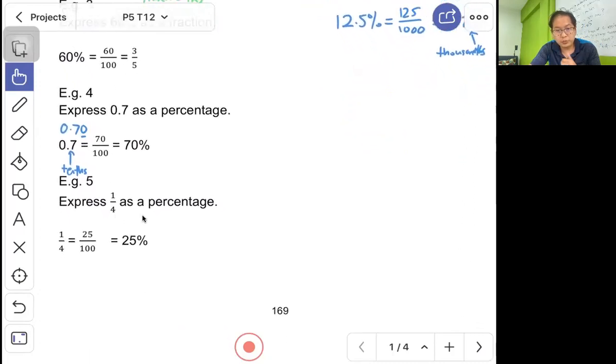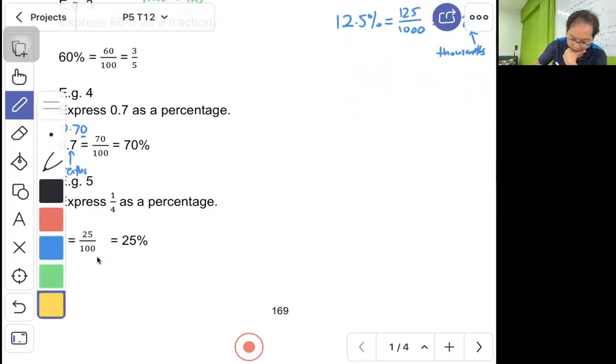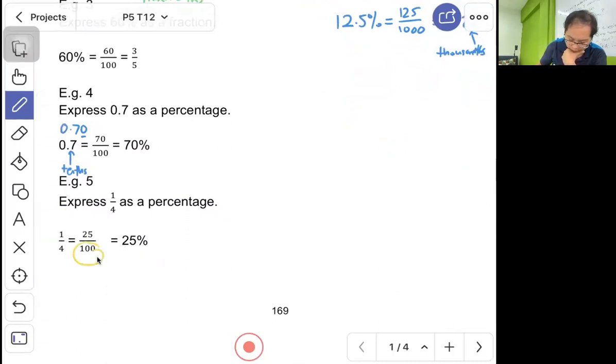How about changing fraction to percentage? First, make your denominator into 10, 100, 1000. So in this case, I'm making it into 100. Times 25, I get 25 out of 100. So this is 25%.